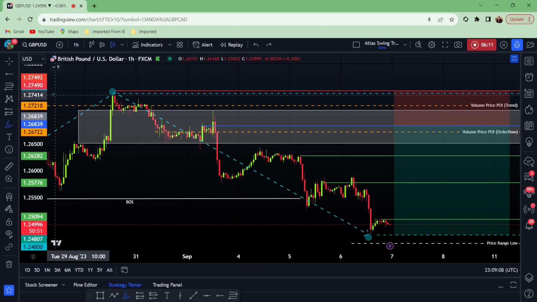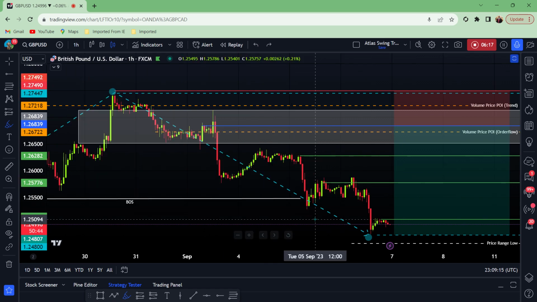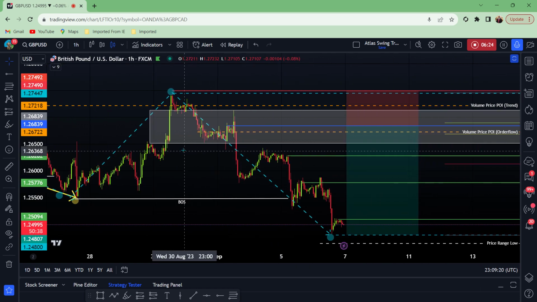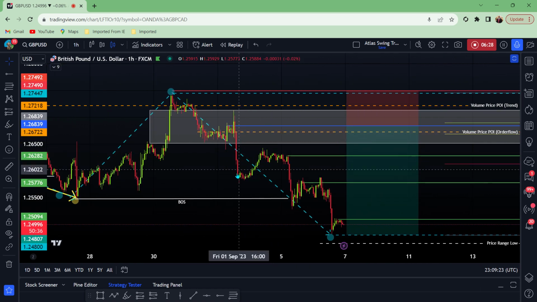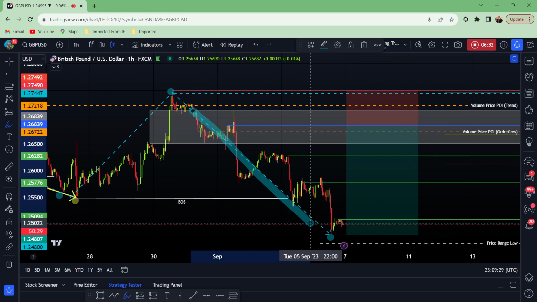That impulsive move is also responsible for breaking structure. So this impulsive move is also responsible for being a part of this breaker structure line.